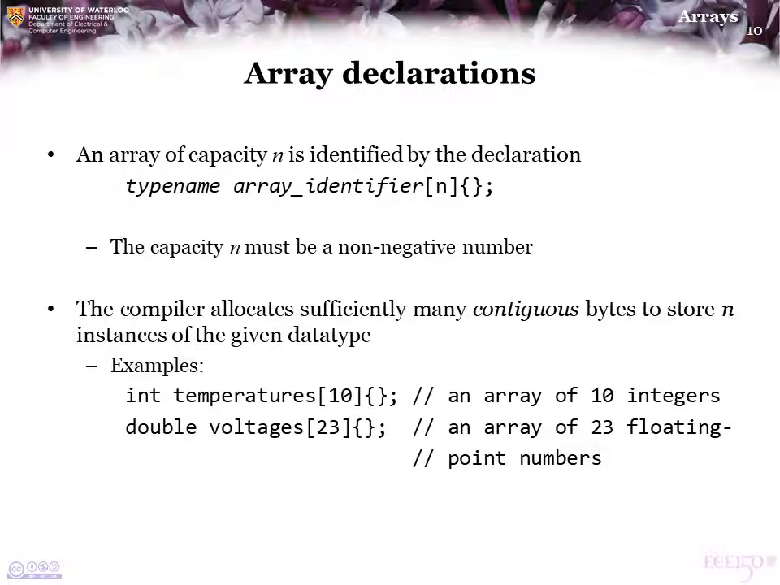Here are a few examples. First, here I have an array of integers, specifically 10 of them, and the name of that array is temperatures. The next case, I have an array of 23 doubles, and the name of that array is voltages.